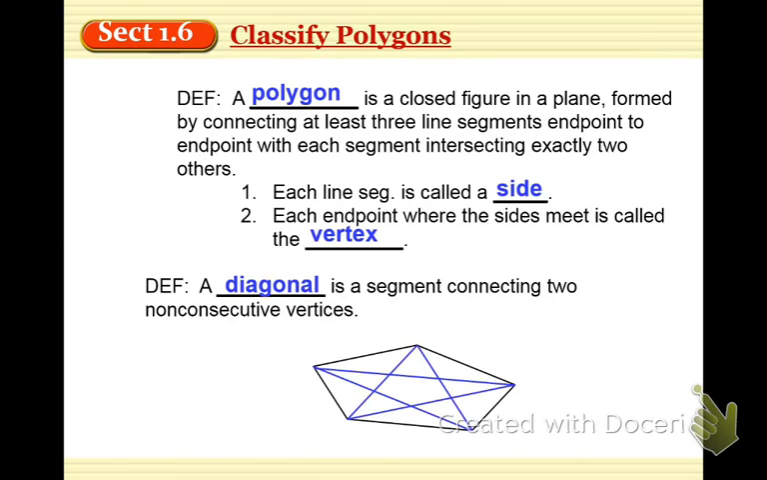You pick any vertex you want, and all you have to do is skip the next one. So if I wanted to start here, all I have to do is skip this guy. And if I do that, I get these two diagonals here, because we skip and skip. If that makes sense. Outside of rectangles and squares, diagonals get a little bit weird looking. There's a diagonal.